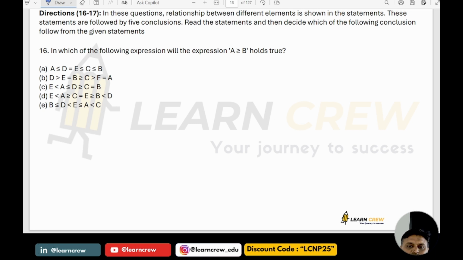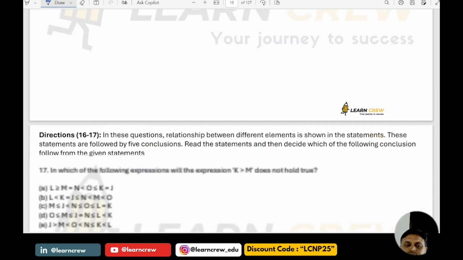In which of the following cases will the expression A greater than or equal to B hold? So 16, one, what is the answer here? A greater than B. So A greater than B is satisfied here. Option D, A greater than or equal to B is satisfied here. So option D is correct.